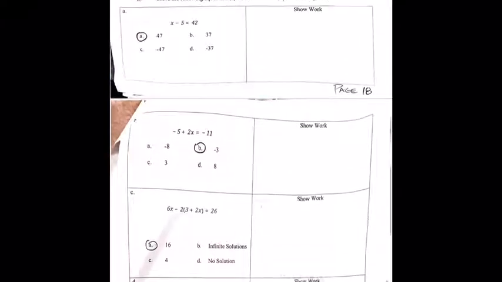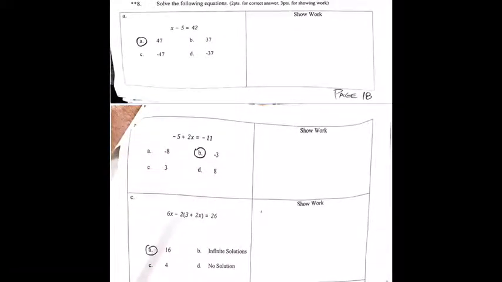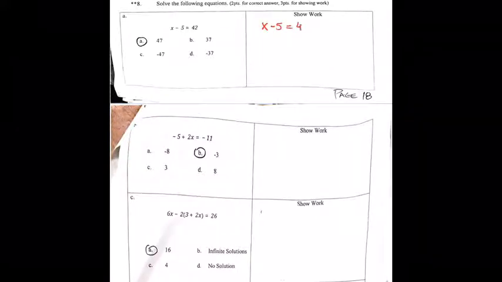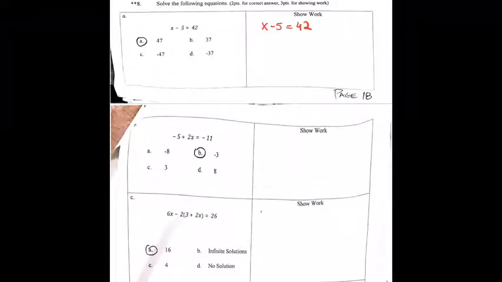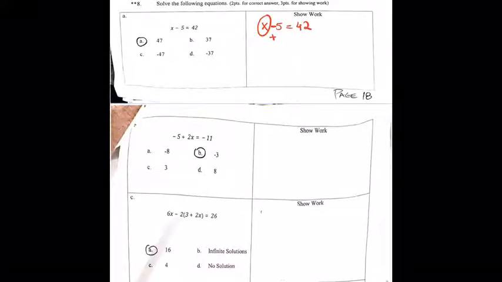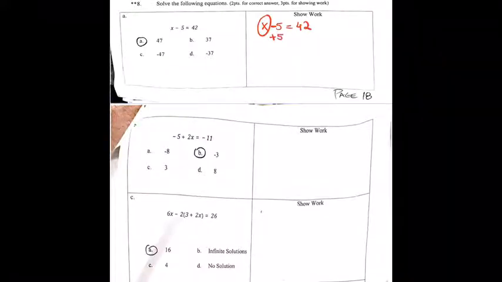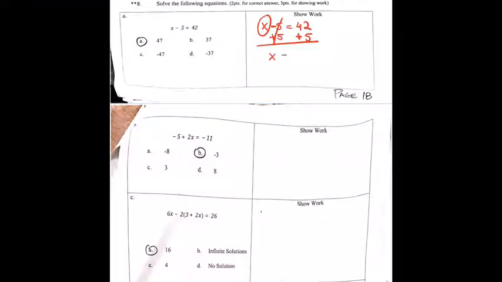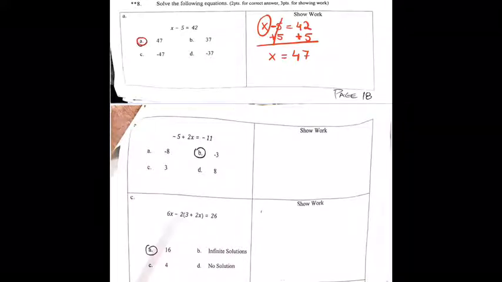Looking at the last problem here in the test, we have problem 8. It says solve the following equations and show your work. So here I'll just rewrite it. X minus 5 equals 42. This is a one-step equation. My goal is to get x by itself, so I need to get rid of this 5. Since I have subtraction here, I will do the opposite of subtraction or the inverse of subtraction, which is addition. And I'm adding a 5 on both sides of the equation. My 5 goes away and I get x equals 42 plus 5 gives me 47. This is answer A.